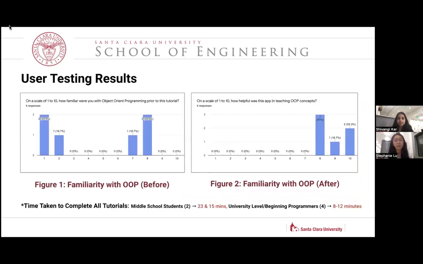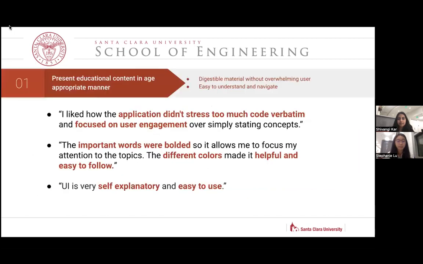Our test subjects were primarily novice programmers, and 2 were middle school students. These 2 figures are derived from our feedback forms, and they show how our testers rated their familiarity with object-oriented programming before and after using ORIENT. Prior to our testing, we had 3 users who were very unfamiliar with OOP and 3 that were somewhat familiar. After using our app, all testers rated the familiarity as 8 out of 10 or above, indicating that ORIENT was very effective in teaching OOP concepts.